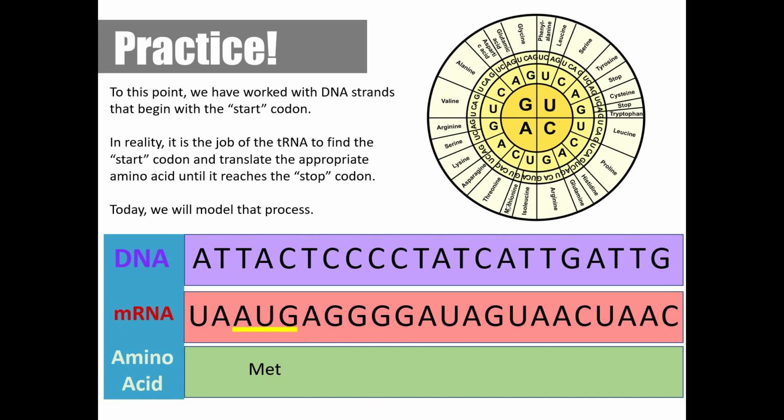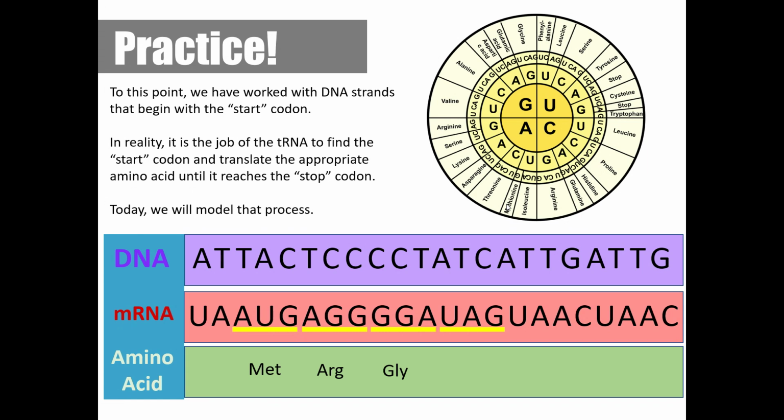All right, and then we're going to look at our next three letters, which is AGG. Using our codon table or our codon wheel, we can see that AGG is going to code for arginine. So we're going to abbreviate that ARG. Then we're going to use our next three letters, which is GGA. We can see that this is glycine, so we can abbreviate that GLY. And we're going to continue this until we reach a stop codon.